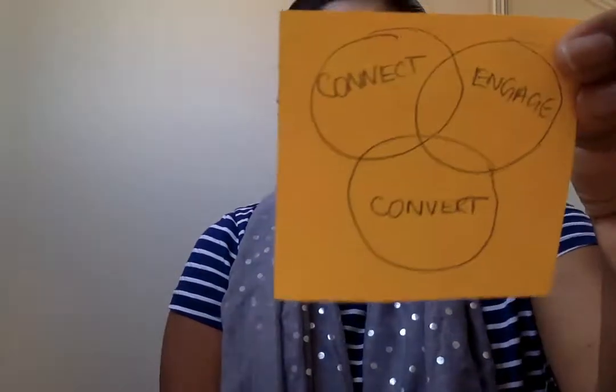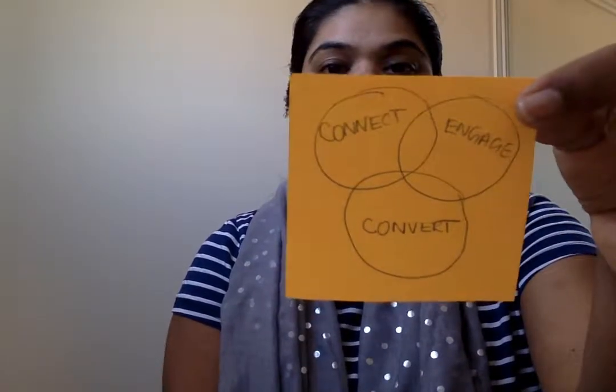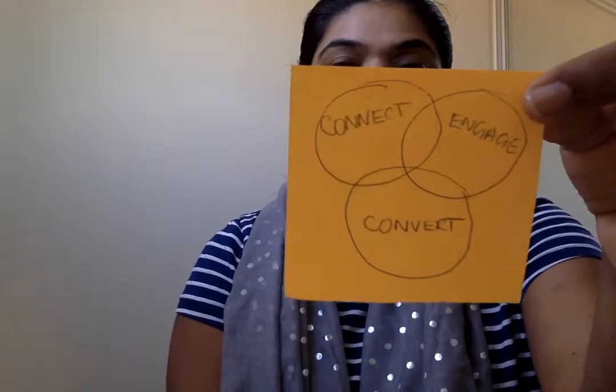Alright, so this is the model. I want to start off with the model, how I do it. So it's connect, engage and convert. I'll take you through the 3 steps that I do. I use LinkedIn Sales Navigator.